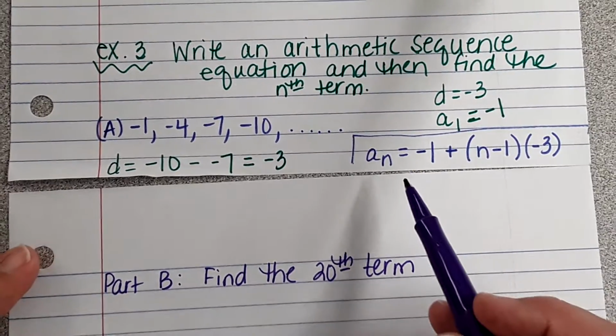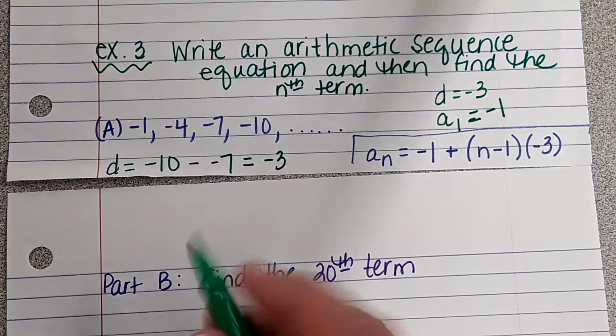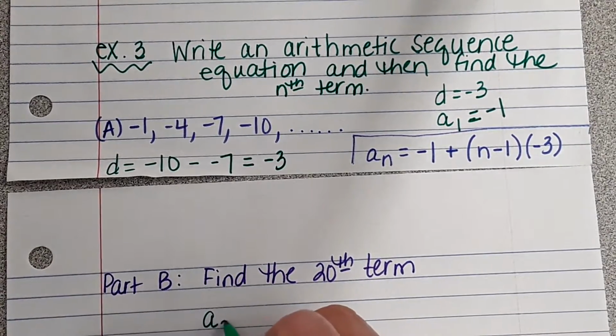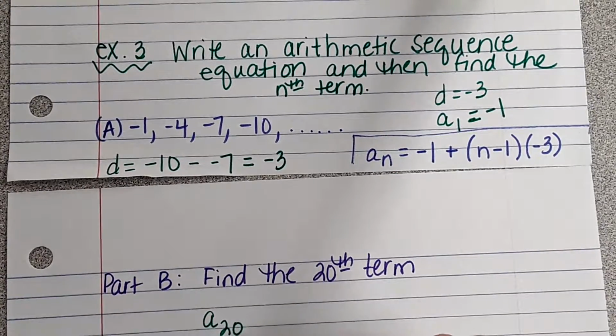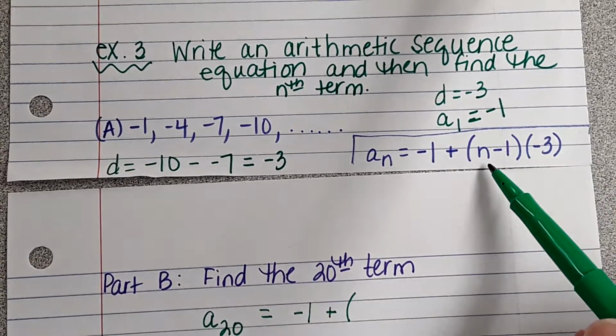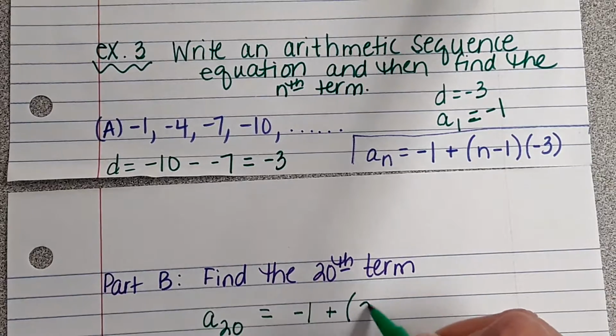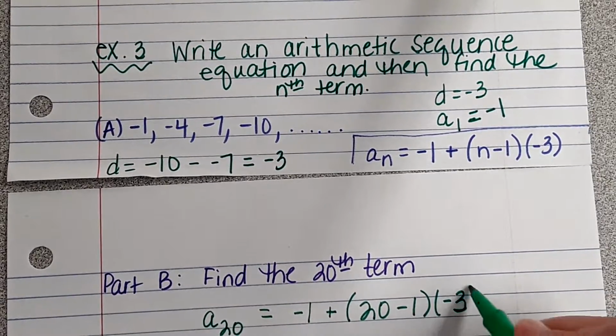Wherever we see an n now, we're going to put 20. So we're going to write A20, because see where it says An? A20 tells us we're finding the 20th term. We're going to leave the -1. And then n is 20, so we replace n with 20. And then we multiply it by -3.